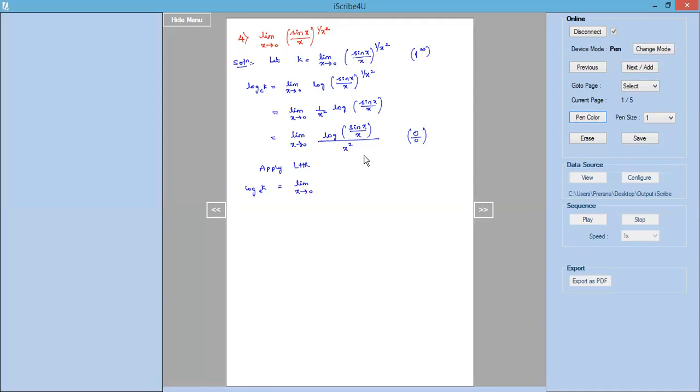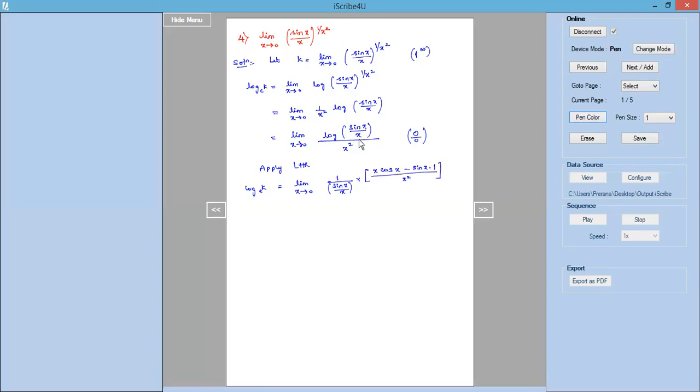We will differentiate the numerator and the denominator separately. It is up to our convenience whether we write log of sin x by x as log of sin x minus log x, or keep it as it is. I have retained it as it is. So log of sin x by x, we differentiate it, which is 1 divided by sin x by x, into, we need to apply the quotient rule for sin x by x. So it is x into the differentiation of sin x, which is cos x, minus sin x into the differentiation of x, which is 1, the whole divided by x square.